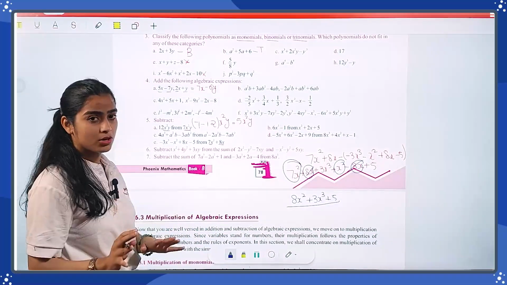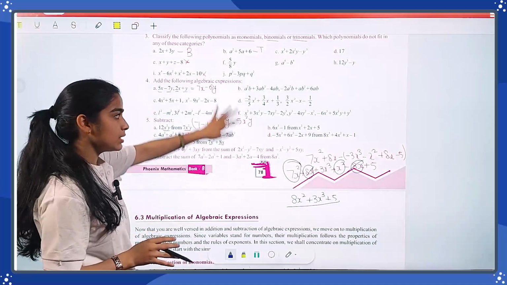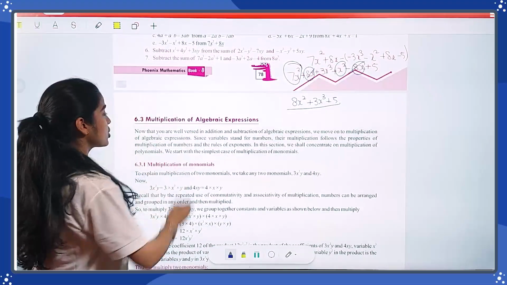So I hope you can solve it, and if you have any doubt, just repeat the whole content one more time. Now multiplication of algebraic expressions.